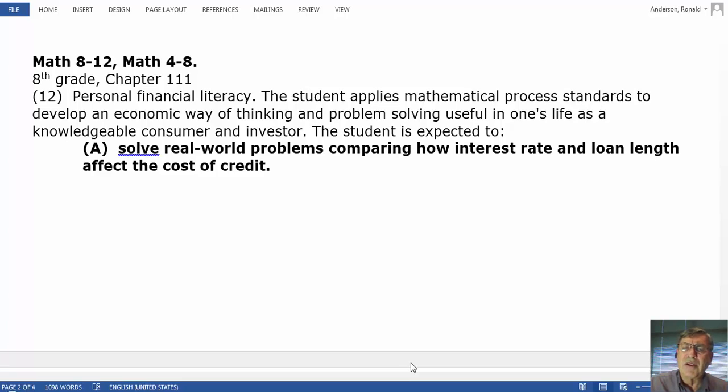This will take some imagination on your part, a little bit of trial and error. Make sure you understand this, that you can do this yourself before you try teaching it to the students. But make sure that they're comparing how interest rate and loan length affect the cost of credit, which is actually the amount of interest they're going to pay over the long run as opposed to the short run.